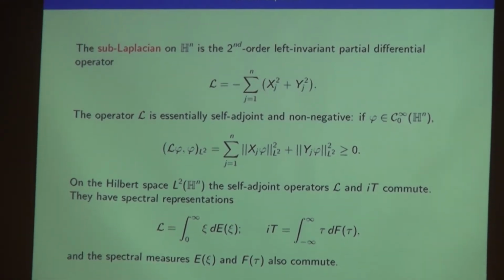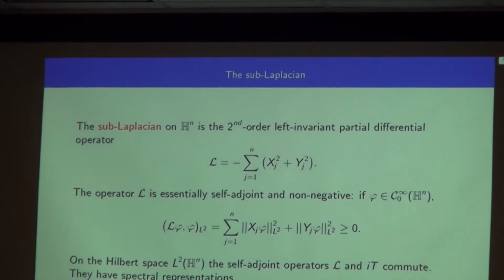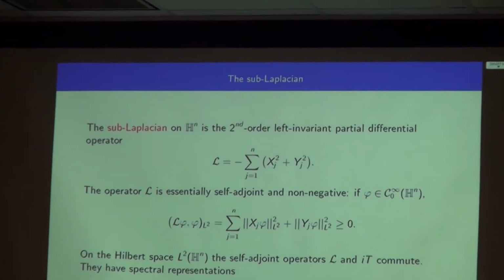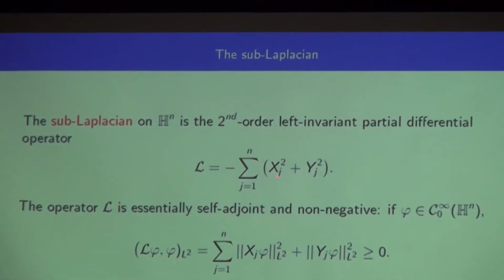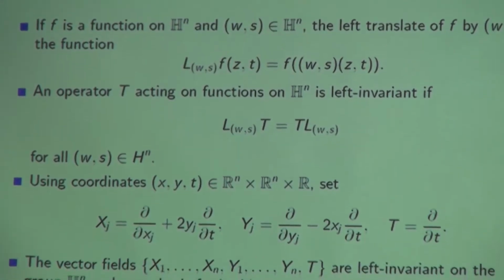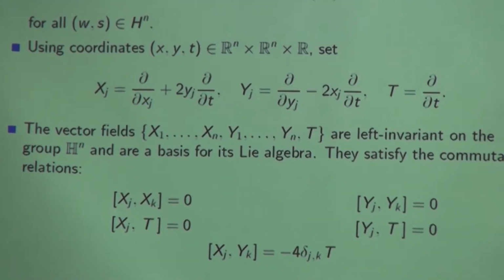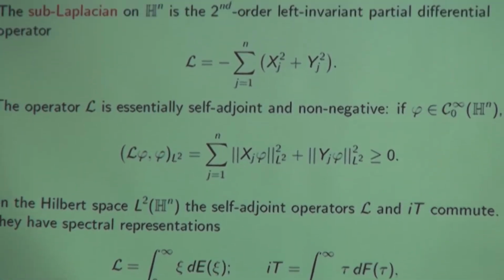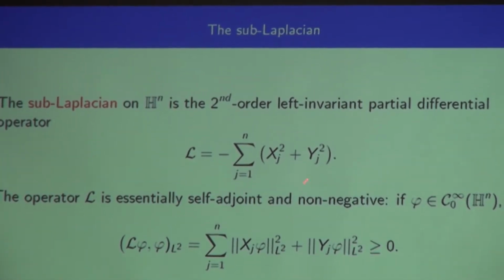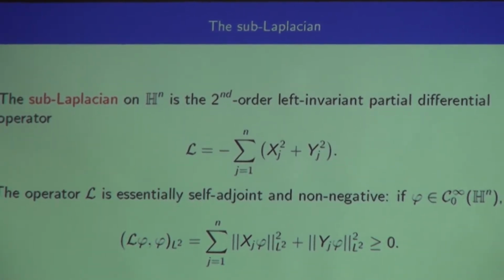Now, the object, the sort of analytic object that we really want to study, or I want to talk about, is the so-called sub-Laplacian, which I take these vector fields, the X's and the Y's, and I look at their squares, which gives me second order left invariant differential operators. And I form something like a Laplace operator. I put a minus here in order to make this a positive operator.